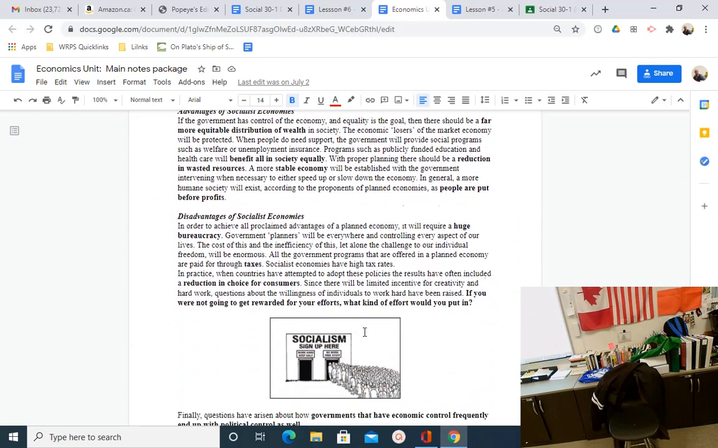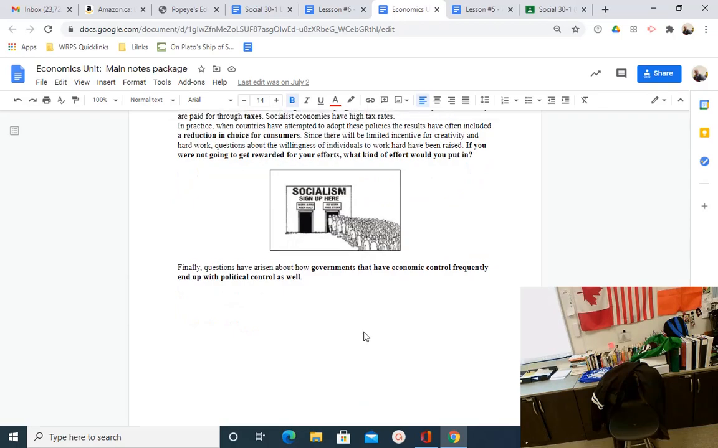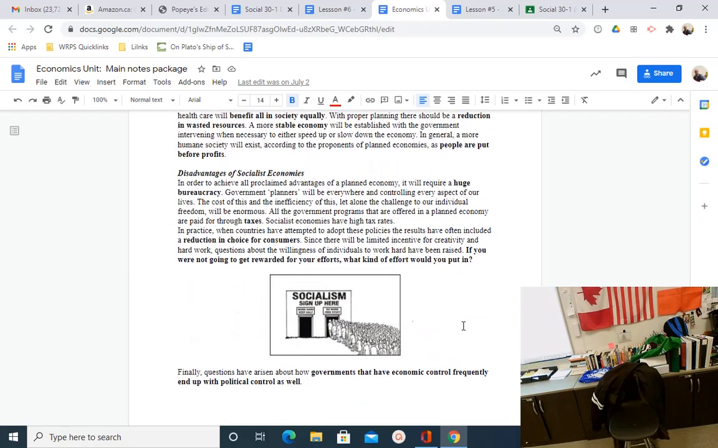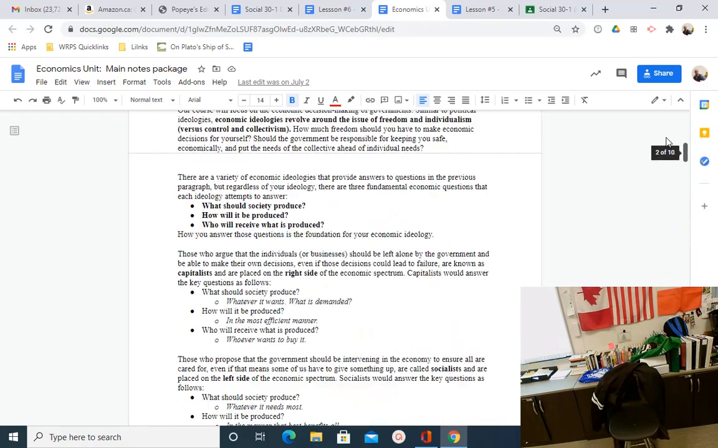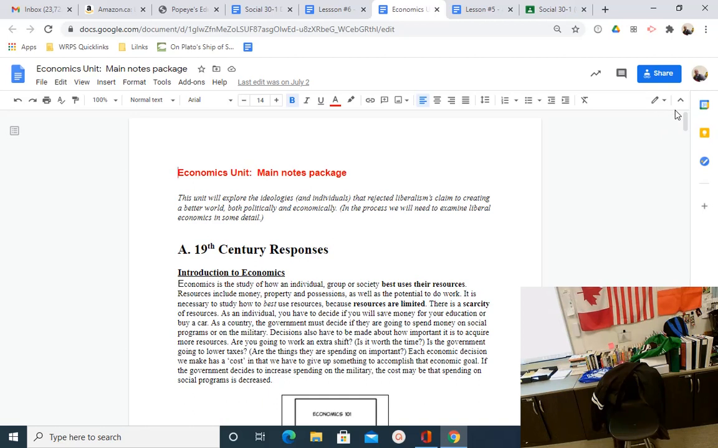And it gives you some of the basic principles of socialism. So it's a nice additional notes package. So that's why I left it there for you. I think I've even printed it and it's included in some of your notes that I gave you in the first wave of notes.